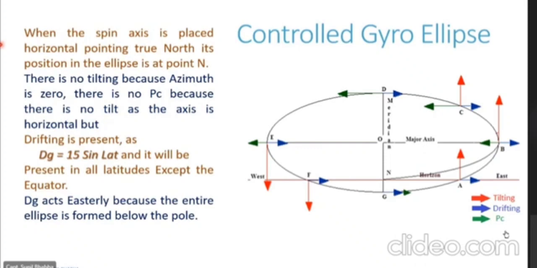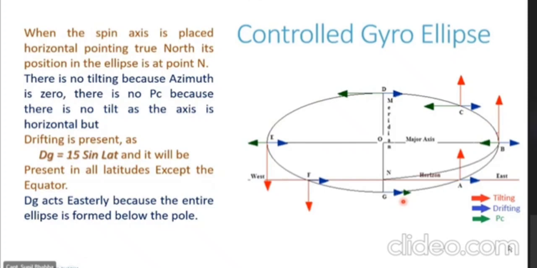So now we have checked the application of all the three forces. The tilting, that is the red vector, drifting, the blue vector, control precession, the green vector. We have checked these vectors at all the points: Alpha, Bravo, Charlie, Delta, Echo, Foxtrot, Golf. And we have seen that as per their respective formula, the vectors are applied correctly.